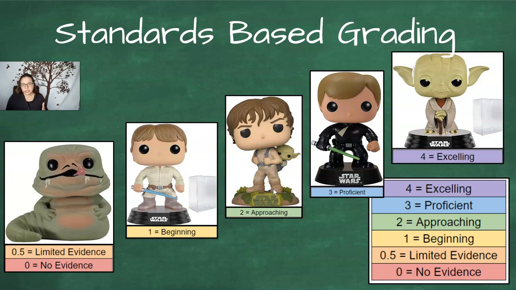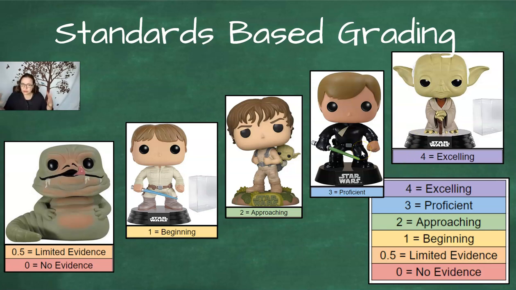And we've got approaching, and this is where he's starting to learn the Force. He's able to do some things with it. For example, maybe he can pick up the rocks with just his mind. But then when he has to pick up his ship, he can't do that. So he's not mastered it yet, but he's approaching. He's getting practice, right? That would be a 2.